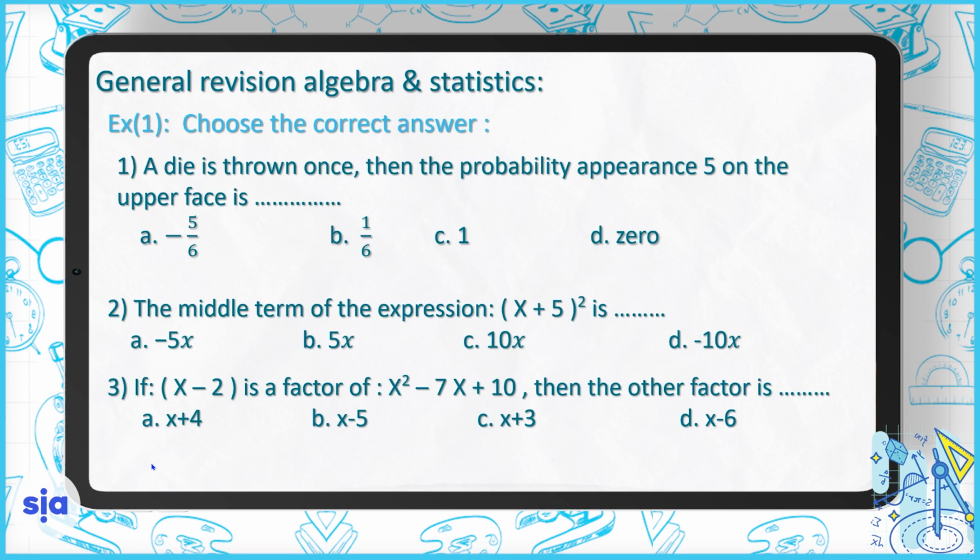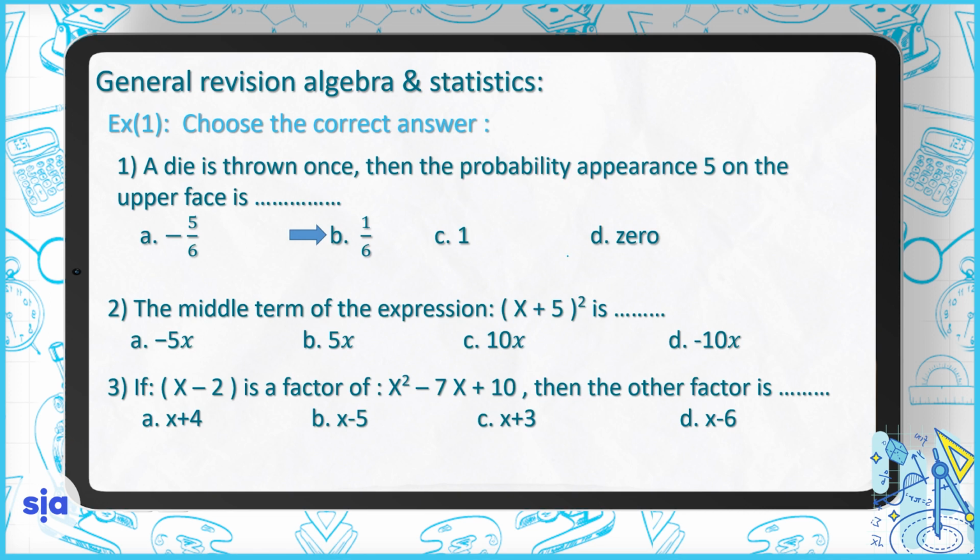Exercise number 1. The first type of questions we have here is to choose the correct answer. Question 1. A die is thrown once, then the probability of having number 5 on the upper face is? Excellent. It's 1/6. Question 2. The middle term of the expression (x + 5)² is what?